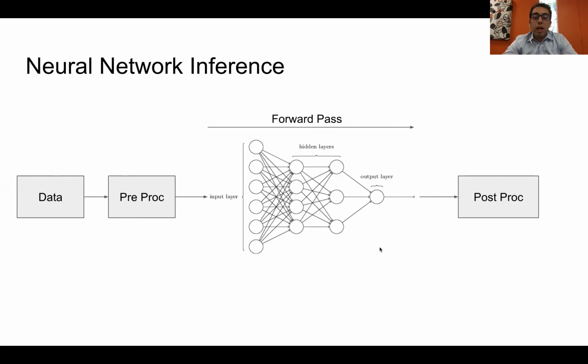And after that, during the inference, we do the same for data and pre-processing, and then we feed that data just to the forward pass, and then the output is our goal, and then we do some post-processing to use that output in some product or some end use case.